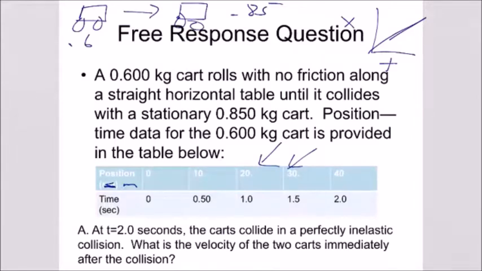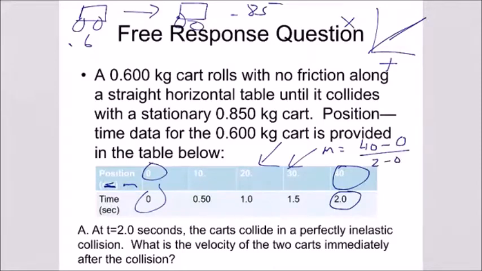So I'm just going to say slope equals, remember it's change in y. We're going to graph position on the y. So I'll take the last y, 40, minus the first y, 0, over change in x, 2 minus 0. So 40 divided by 2. Our slope is 20 meters per second. That's our initial velocity of cart A, or the 0.6 kilogram cart.